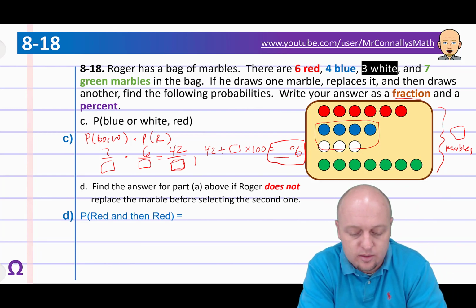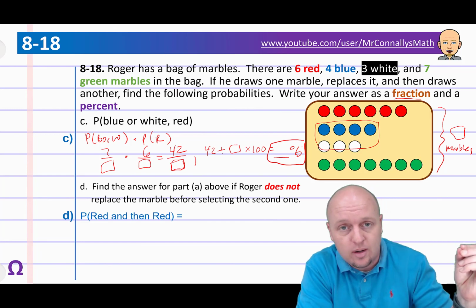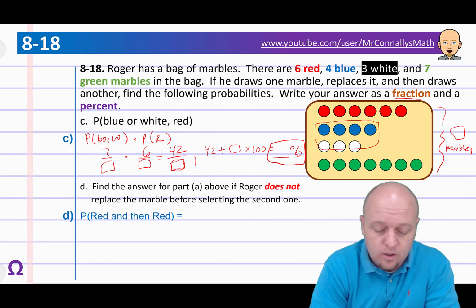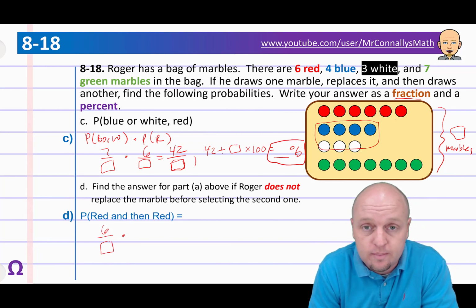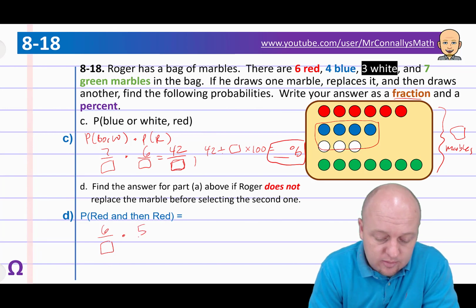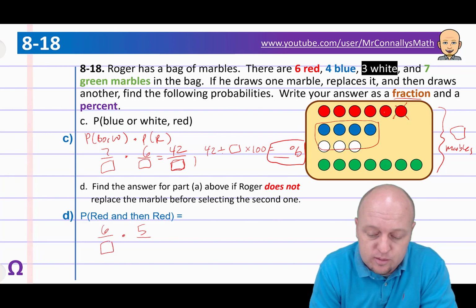Okay, for D, find the answer for part A above if Roger does not replace the marble. So we want the probability of red and then red again, assuming he doesn't put the marble back. He takes it out and then he just leaves it on the table. So that means the probability of red is going to change. The probability of red was 1, 2, 3, 4, 5, 6 out of the total number of marbles. And then we multiply that by how many reds are left. There's 5 reds left now because we took 1 out.